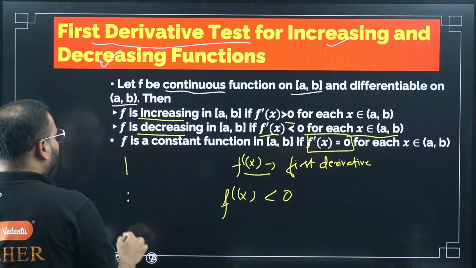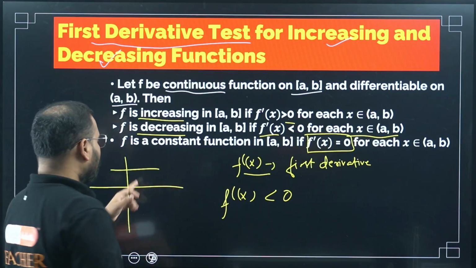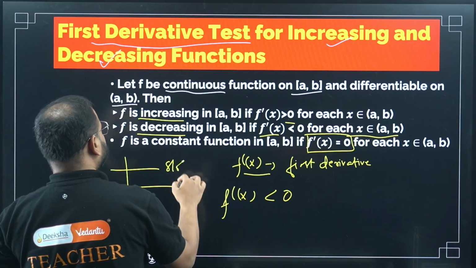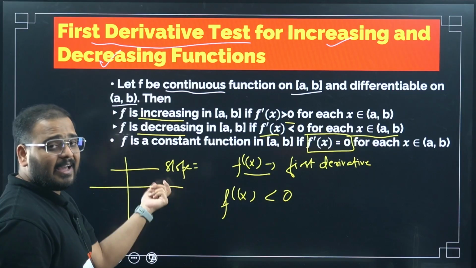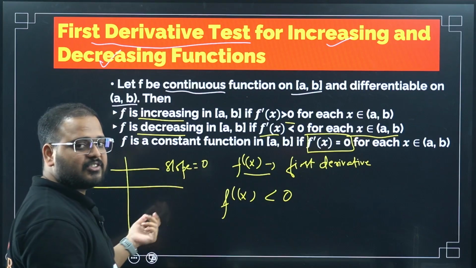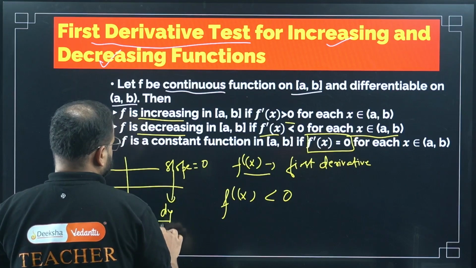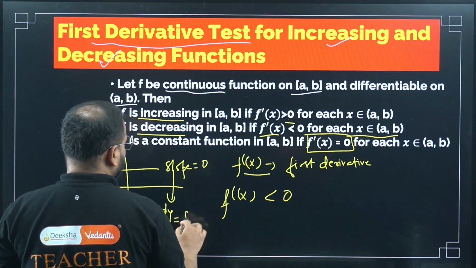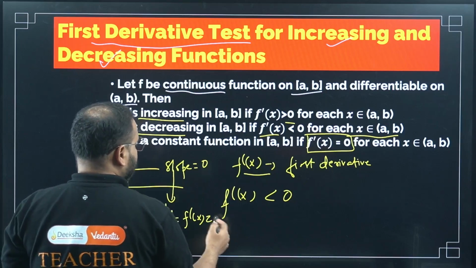I hope you know this. Any line which is parallel to the x-axis, what is the slope of that? The slope is always 0. And we learned in the previous session that slope is nothing but dy by dx, which we also call f dash of x or y dash. This is coming as 0.